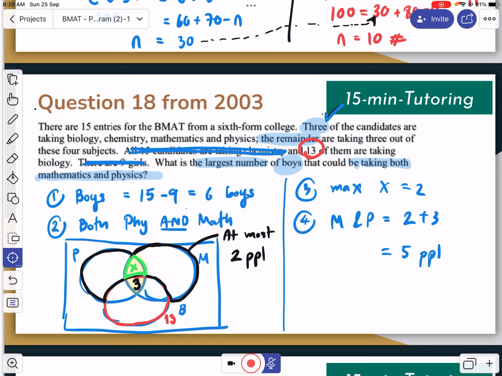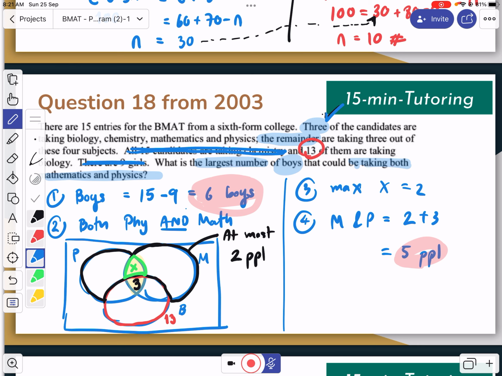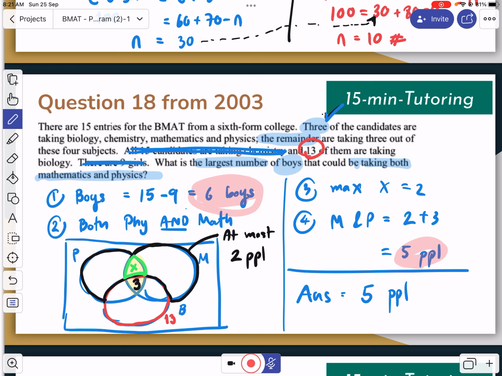Okay, so we are looking for boys, both math and physics. For boys, we have 6 boys. For math and physics, we have 5 people. And the largest we can get intersecting the 2, the answer, that will be to assume that all the 2 circles, the boys and the math and physics, they completely overlap. The answer is 5 people. The largest number of boys that could be taking both math and physics, 5 people.